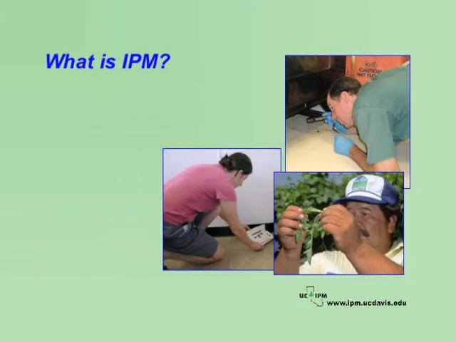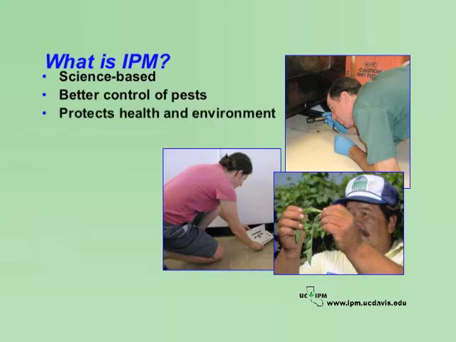Integrated pest management is a science-based, holistic approach to managing pest problems. Not only does IPM provide better control of pests, such as insects, weeds, or rodents, it can also limit the use of products and practices that may pose hazards for students and staff and the environment. IPM programs focus on strategies that prevent pest problems in the first place and provide long-term, lasting control.